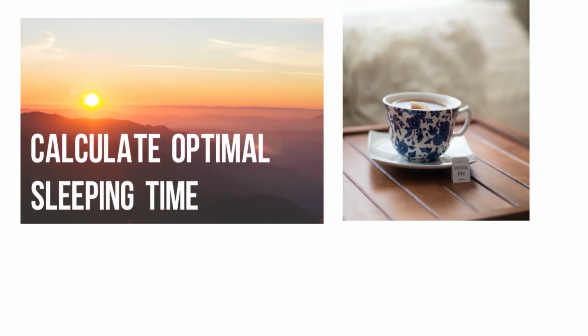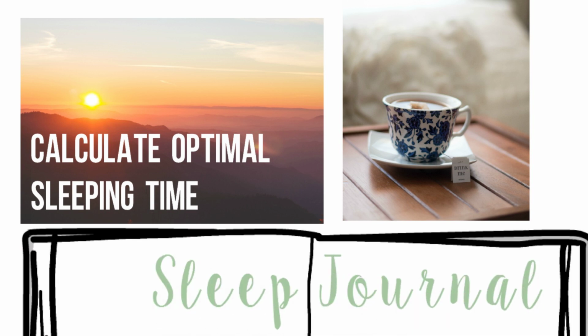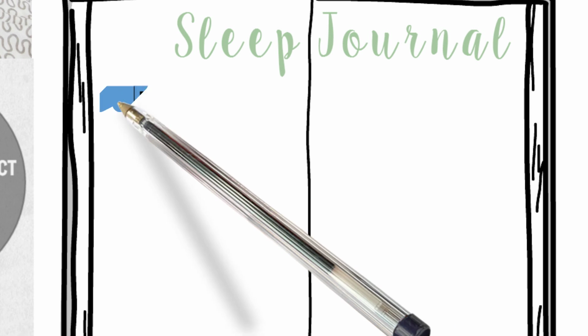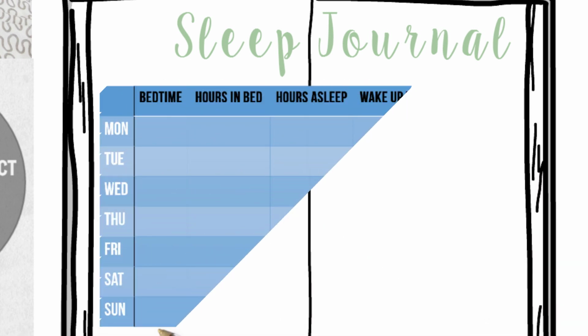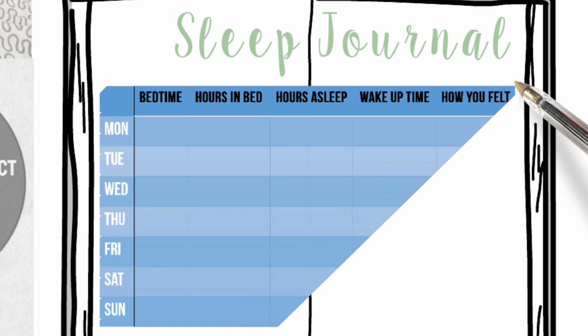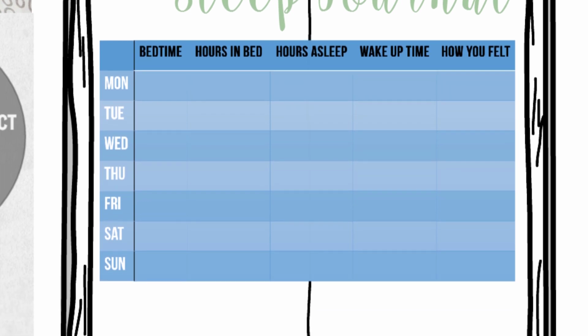One way of figuring this out is by keeping a sleep journal. Document your sleep pattern during 2 weeks and write down your bedtime when you go to bed, hours in bed, which is the total hours you're physically in bed each night, not including reading time, hours asleep, which is the total hours you were actually asleep. It might be difficult if you're tossing and turning for a while, but try to be as accurate as you can. Wake up time, and finally, how you felt the next day.